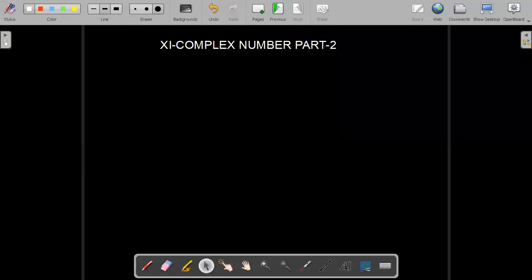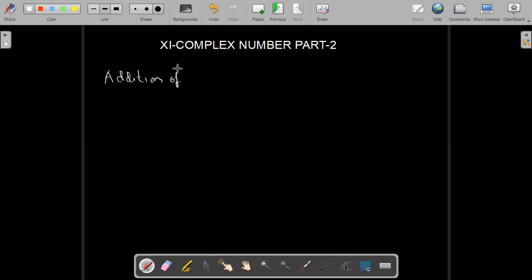Okay, so now we will see algebra of complex numbers. First is addition of two complex numbers. How to add two complex numbers? Two complex numbers can be added.